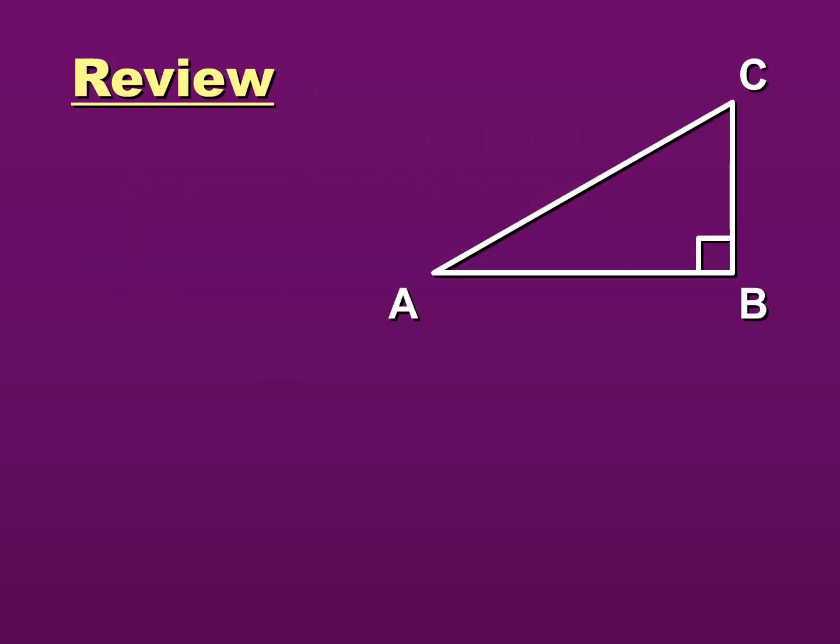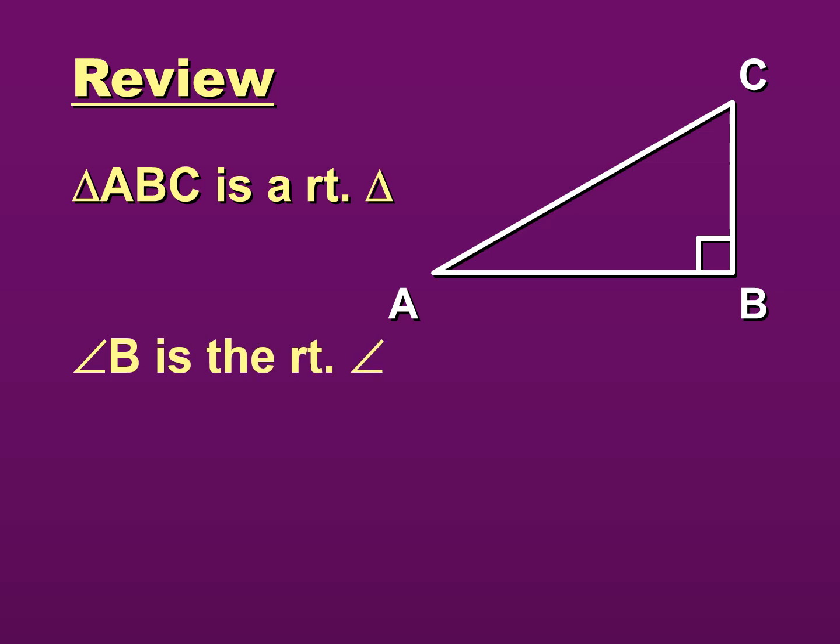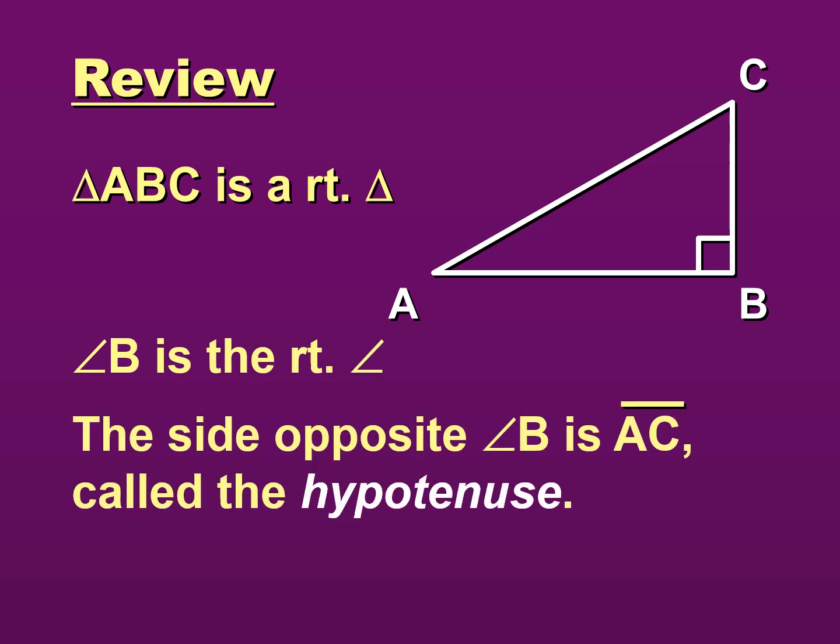So to review, we're going to just review kind of what a right triangle is. Here's a triangle ABC, and it's a right triangle. And angle B is the right angle in the right triangle. And because angle B is the right angle, the side opposite of angle B, which is segment AC, is going to be called the hypotenuse. The hypotenuse is the segment, in this case segment AC, that is opposite of the right angle, which in this case is angle B.